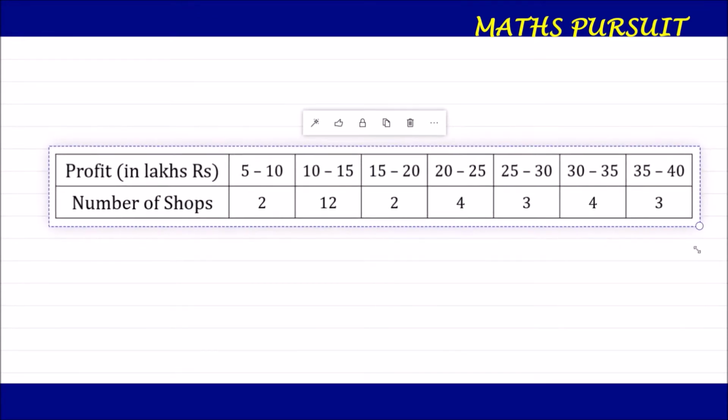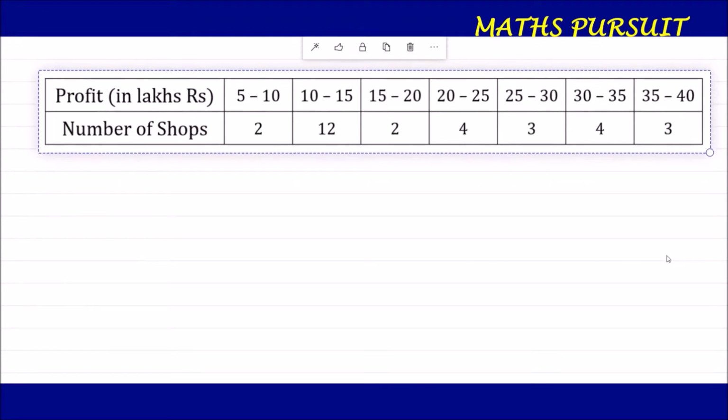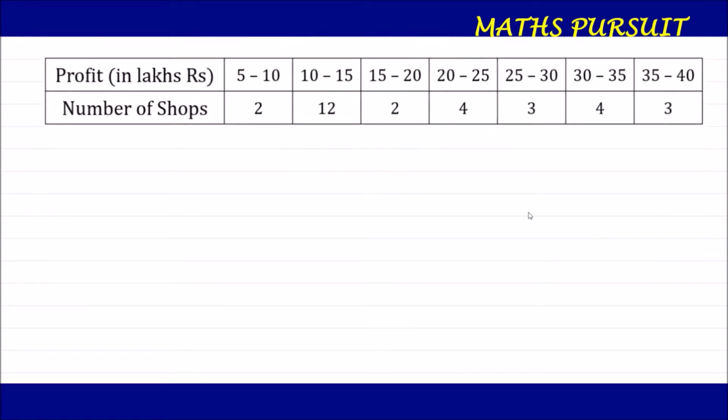Now guys, if you look here onto the screen, this is what is given in the question. They have given profit in lakhs rupees in one row: 5 to 10, 10 to 15, 15 to 20, 20 to 25, 25 to 30, 30 to 35, 35 to 40. And in another row, they have given number of shops: 2, 12, 2, 4, 3, 4, 3.